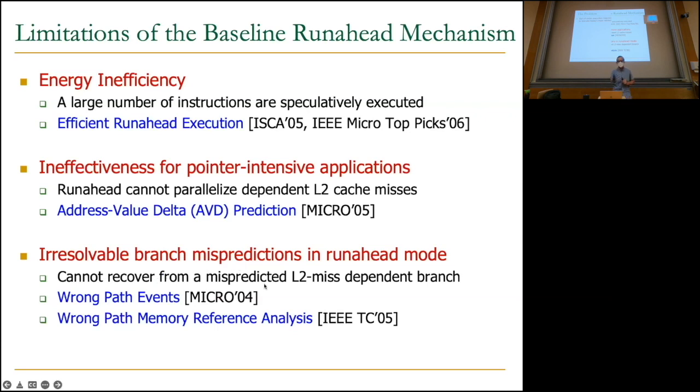And then you have irresolvable branch mispredictions in run-ahead mode. Because you cannot recover from a mispredicted branch that's dependent on a cache miss, right? Because you cannot correct that. As a result, you're on the wrong path in the remaining time. And there's a lot of interesting analysis on what happens on the wrong path. When a processor goes on the wrong path, can you somehow detect it? Can you somehow observe what happens and say, okay, I'm on the wrong path, I'm going to stop the execution.